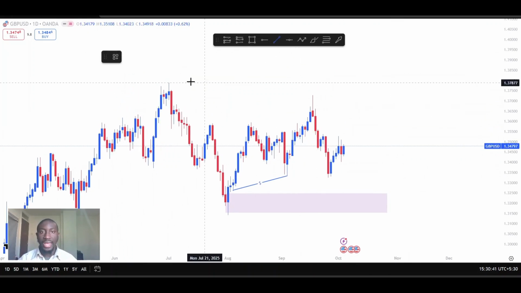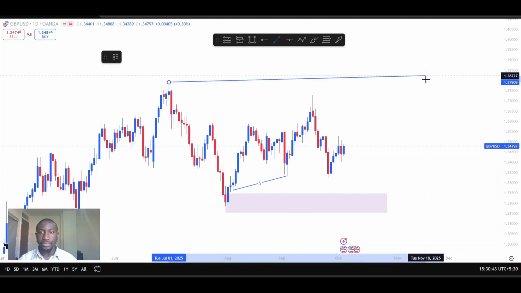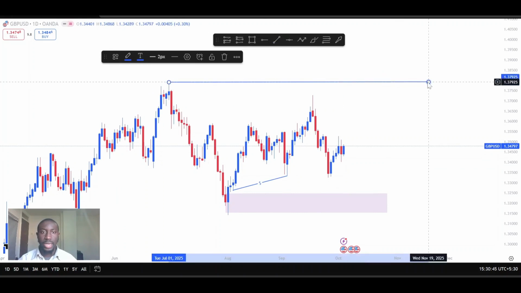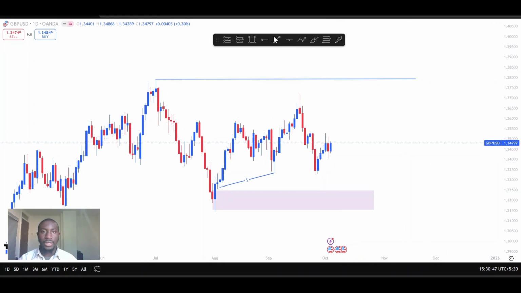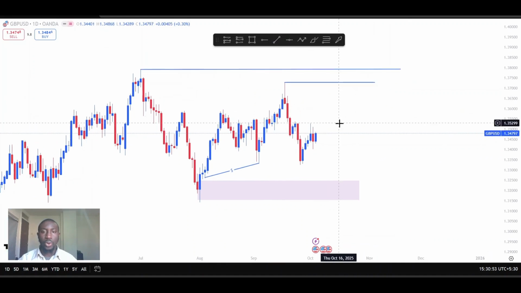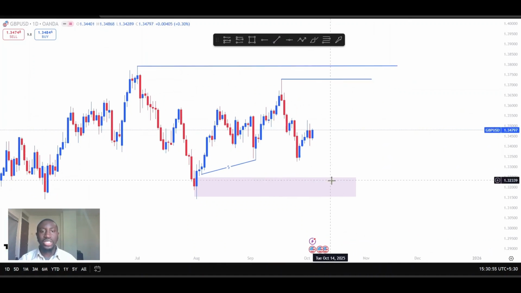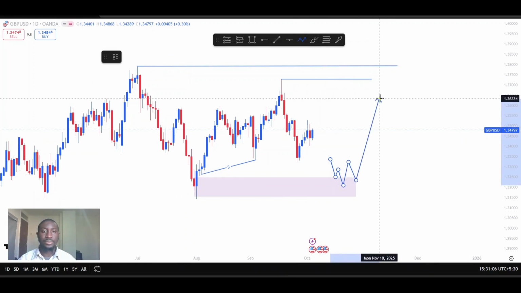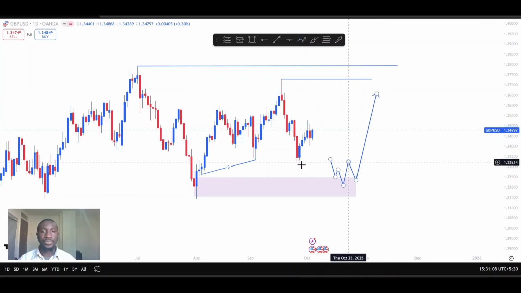This is the ultimate high. And there's another high here. So what I'm expecting is that price shoots down before we're going to buy from here. To shoot down, give us a good clear change of character before we're going to buy. This is what I'm expecting because these are liquidity lows for price to take.